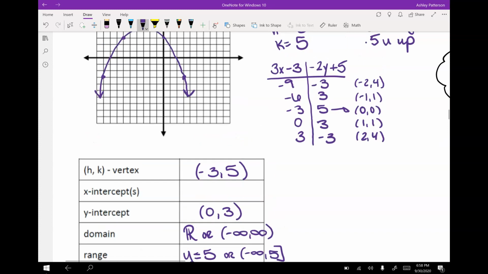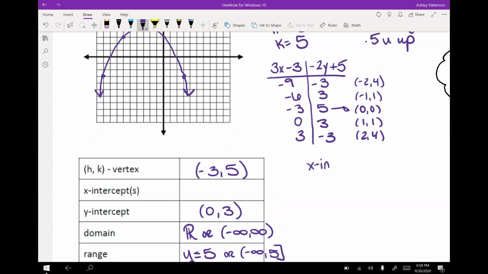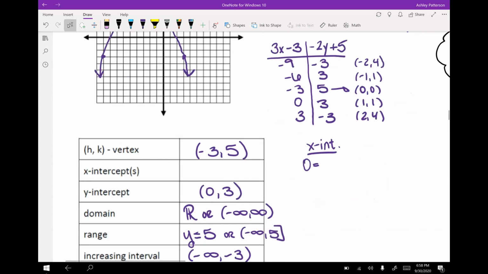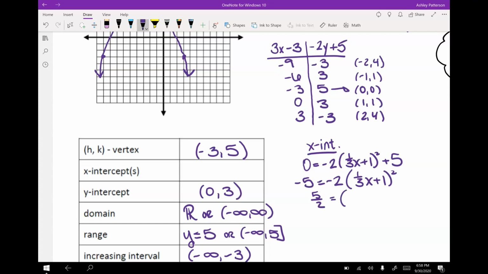Last but certainly not least, our x-intercepts. Here we go. All right, we're going to do what we did in the previous example. Substitute 0 in for y. Now, it doesn't matter if you use the factored form or the original given. I always like to use the original given, but that's just my personal preference. And we need to isolate the quantity. Subtract 5 from both sides. So negative 5 is equal to negative 2 times the quantity 1/3 x plus 1 squared. Divide both sides by negative 2. So we get 5 halves is equal to the quantity 1/3 x plus 1 squared.